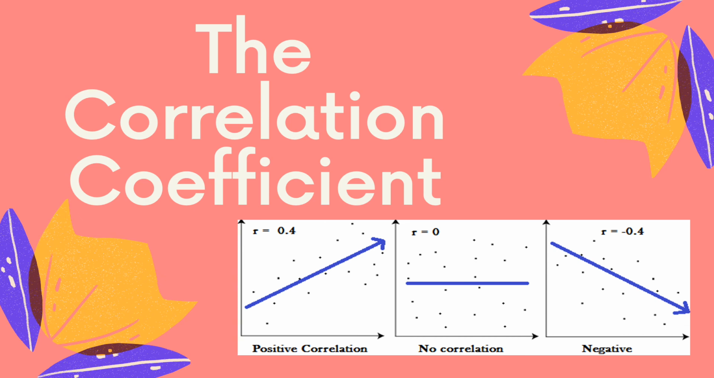A zero means there is no relationship between the variables at all, while -1 or +1 means there is a perfect negative or positive correlation. Negative correlation means inversely proportional, while positive correlation means directly proportional.